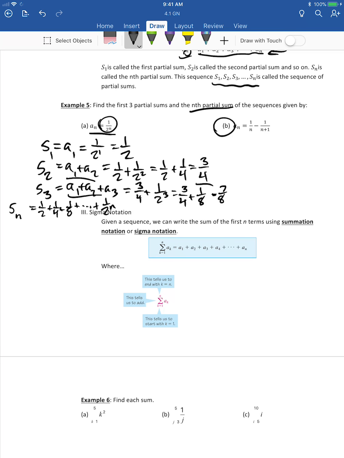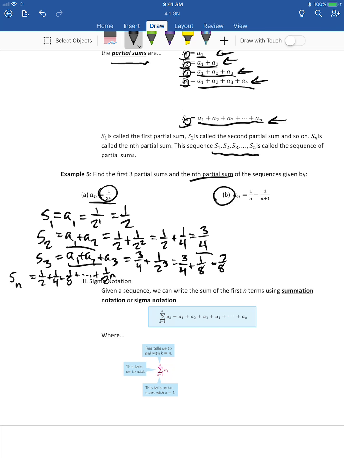So that's an interesting example as well. Now, I'm sure you're sitting there thinking, well, that's a lot to write out. I don't really like having to write out partial sums like that.